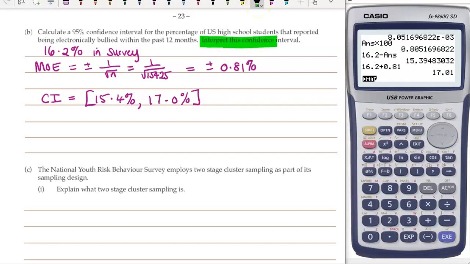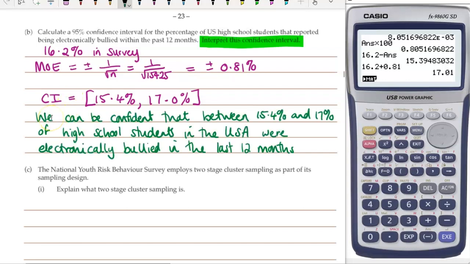We're also asked to interpret the confidence interval. So this tells us that we can expect the real value to be between these two numbers. So we write that out as being that we can be confident that between 15.4% and 17% of high school students, so that's our target population there in the USA, were electronically bullied in the last 12 months.